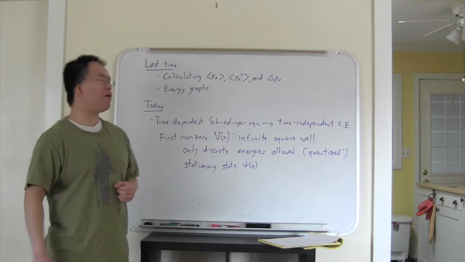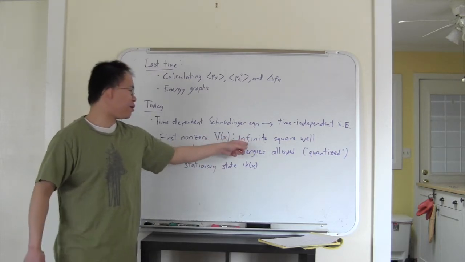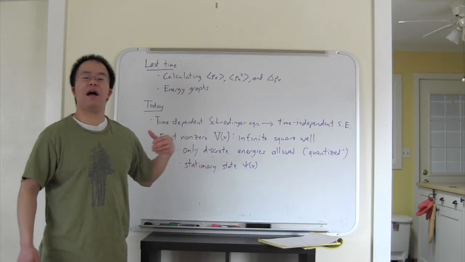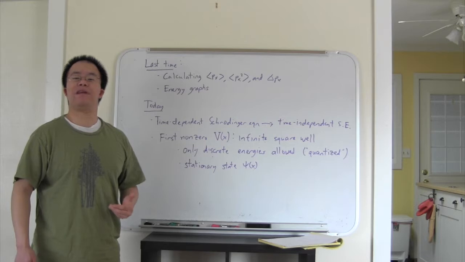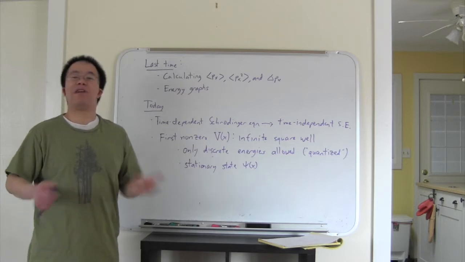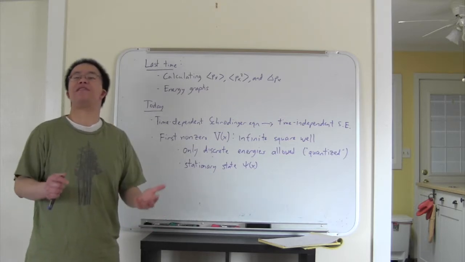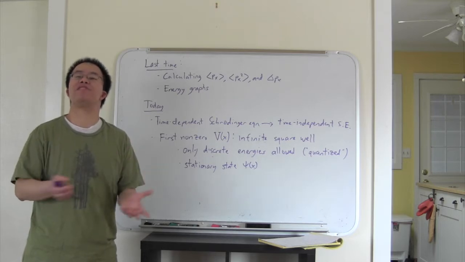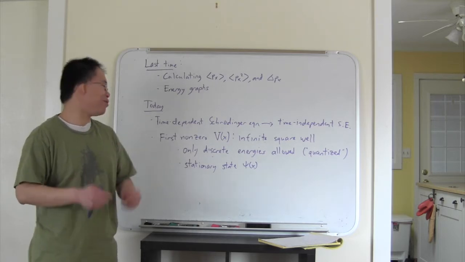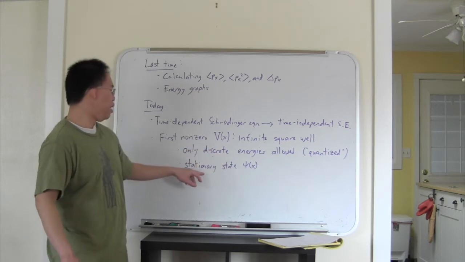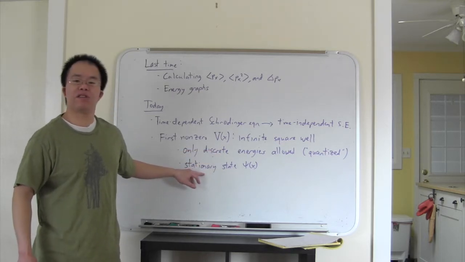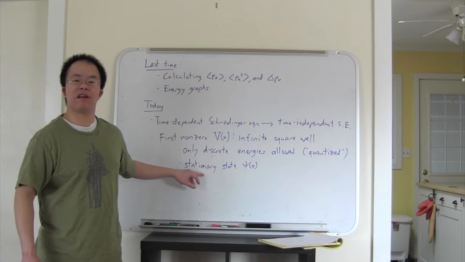So we'll see how this particle in a box only permits discrete energies for the system. This is what we call quantum behavior, where something is quantized or only comes in discrete levels. So we'll see how the allowed energies are discrete, and we'll take a look at the wave functions corresponding to those energies.